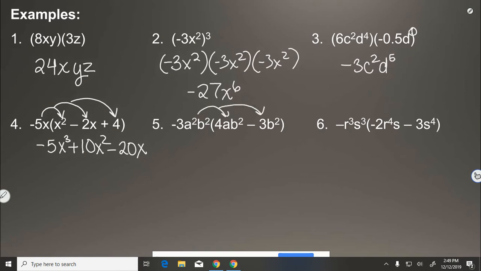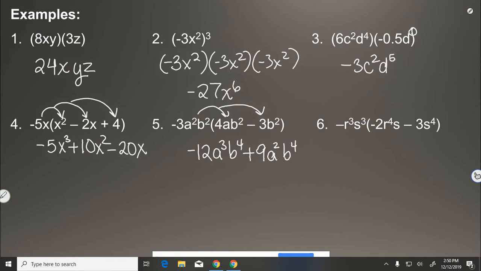We multiply negative 3 times 4, we get negative 12. A squared times a is a cubed. B squared times b squared is b to the 4th. Then a negative times a negative is a positive. 3 times 3 is 9. A squared stays, and b to the 4th, because b squared times b squared is b to the 4th.